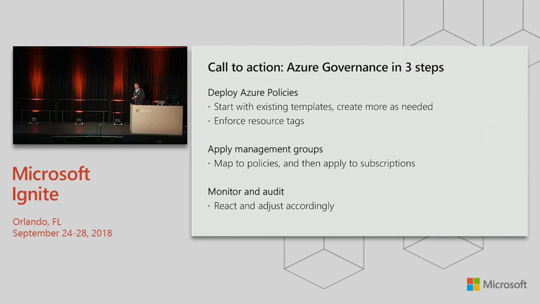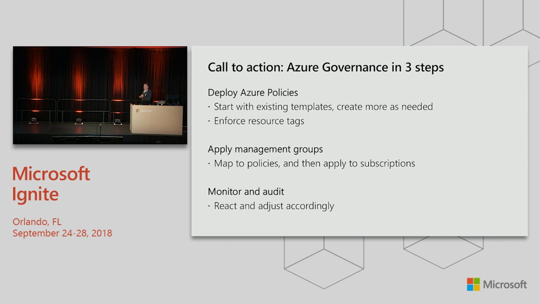So, call to action, Azure governance in 3 easy steps. Deploy policies. You don't have to go with the management groups initially. If you are not sure how you want to set those, what kind of structure you want to have in place, start with the existing templates. It's tempting to build your own, but it's really hard to keep track. What did we actually build again? Start with the location. Start with the allowed SKUs for VM. Start with the allowed SKUs for SQL databases. Those are the easiest ones.